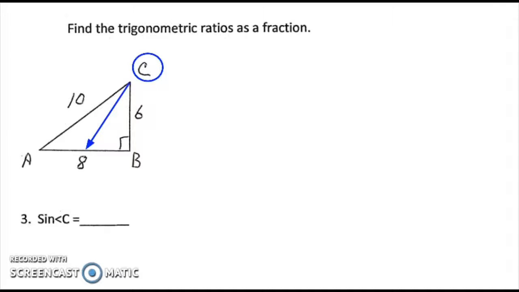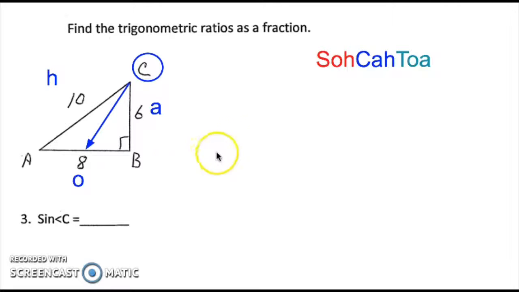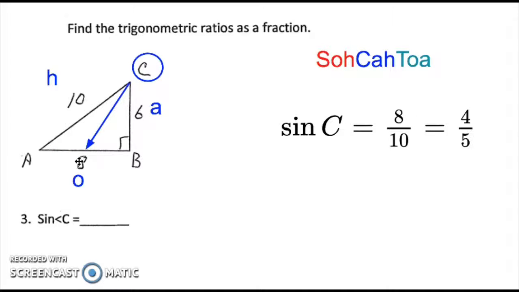That side is going to be opposite. The side across from the 90-degree angle is the hypotenuse. The third side, next to angle C, is adjacent. So remember SOHCAHTOA. We are looking for sine of C. Sine is going to be opposite over adjacent. So that is 8 over 10. That fraction can be reduced. We can divide top and bottom by 2 and we'll get 4 over 5. So my answer is going to be 4 over 5 for number 3.